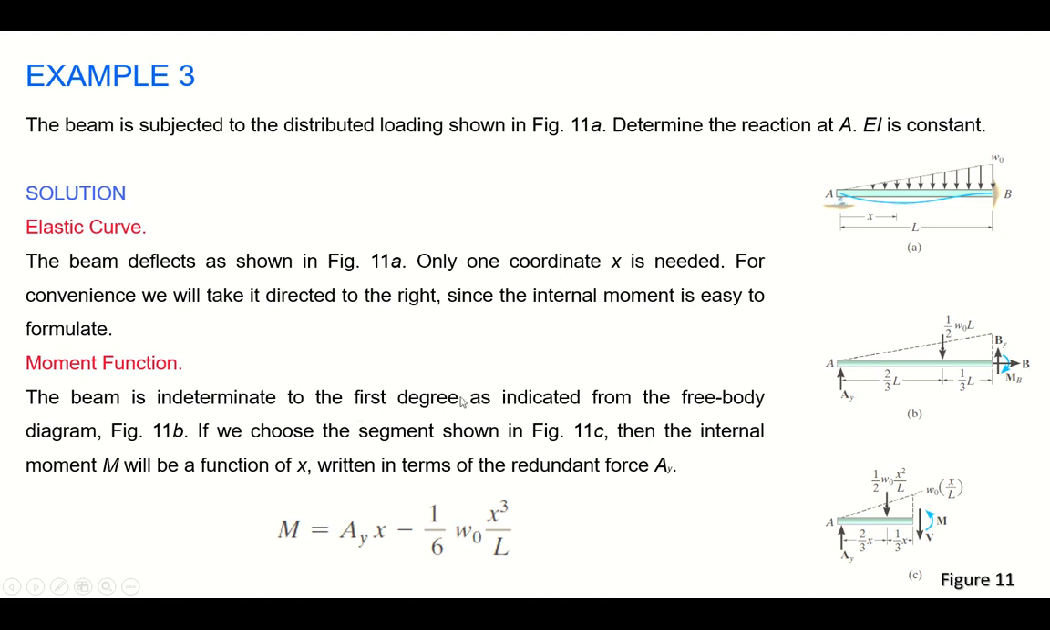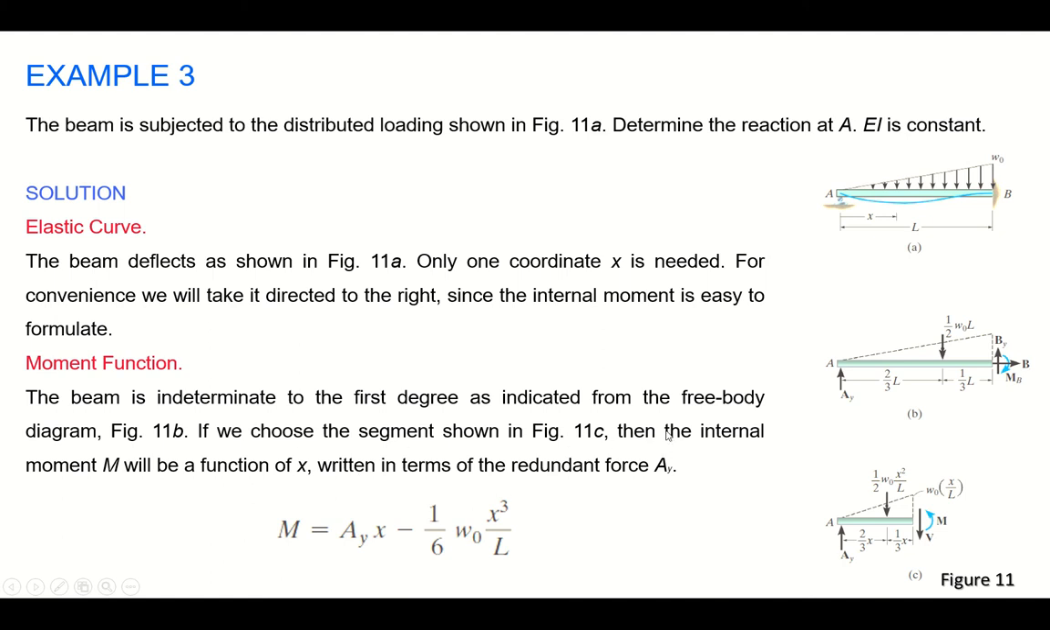Also the beam is indeterminate to the first degree, as there is only one redundant. So if we choose the segment shown in figure 11c and draw the reactions, there is one unknown reaction Ay here and two unknown reactions By and Mb here. So 3 minus 2 is 1, we are left with only 1. So just take a section at any point, and this will be your diagram at that section. Here you don't know the value of Ay. Also the arbitrary applied load is there, which is W naught. There is no given value of W naught.